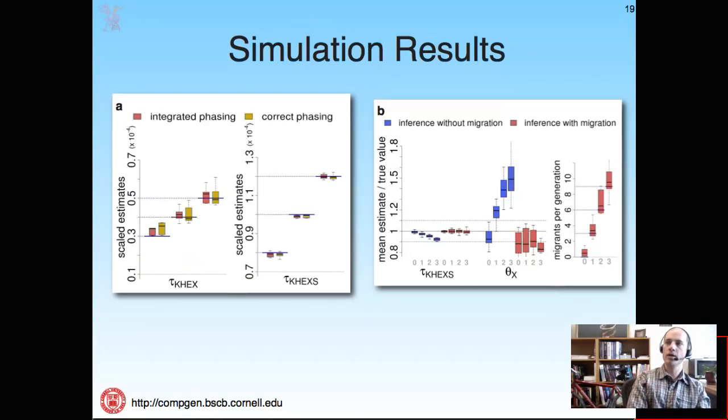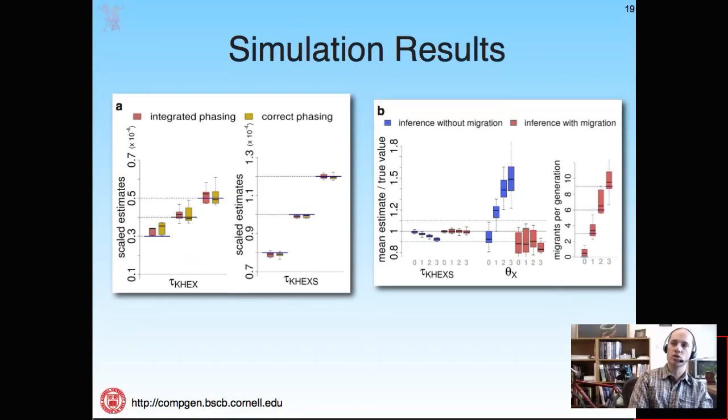And when we do this by integrating over all possible phasings, we do essentially as well as when we know the correct phasing in a simulation setting. You can see also that the estimates are considerably more accurate for the deeper divergence time, the SON divergence time, than they are for the more recent African Eurasian divergence time.